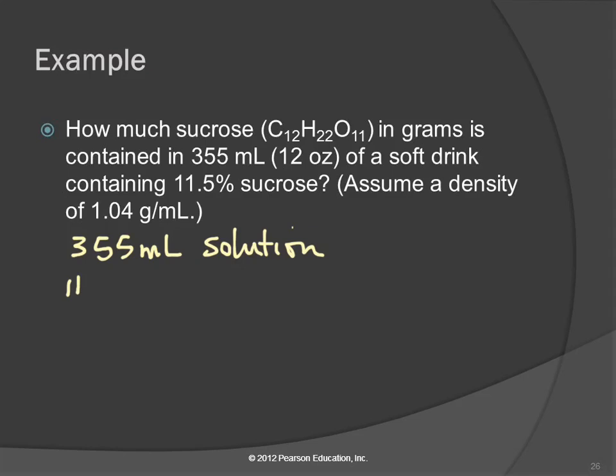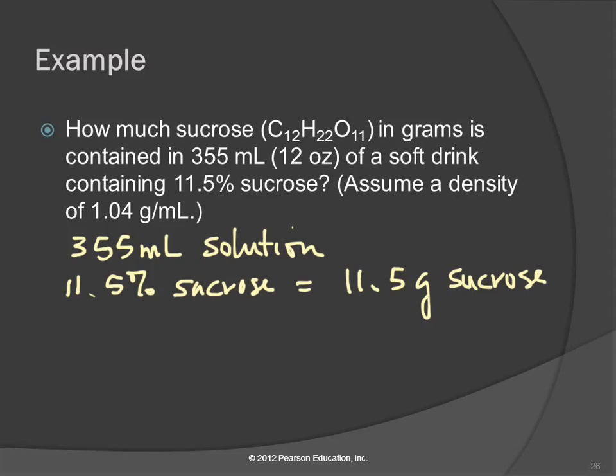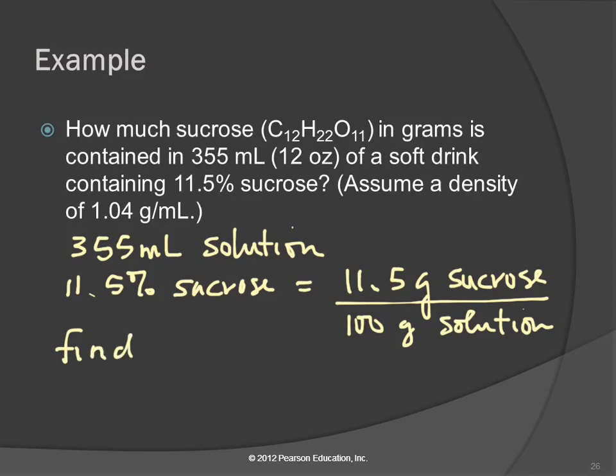And we've got 11.5% sucrose, which is the solute. 11.5% means 11.5 grams of sucrose per 100 grams of solution. Percent. 11.5%, 11.5 per 100. Per 100 grams of solution. So that's our conversion factor right there. We're trying to find grams of sucrose.